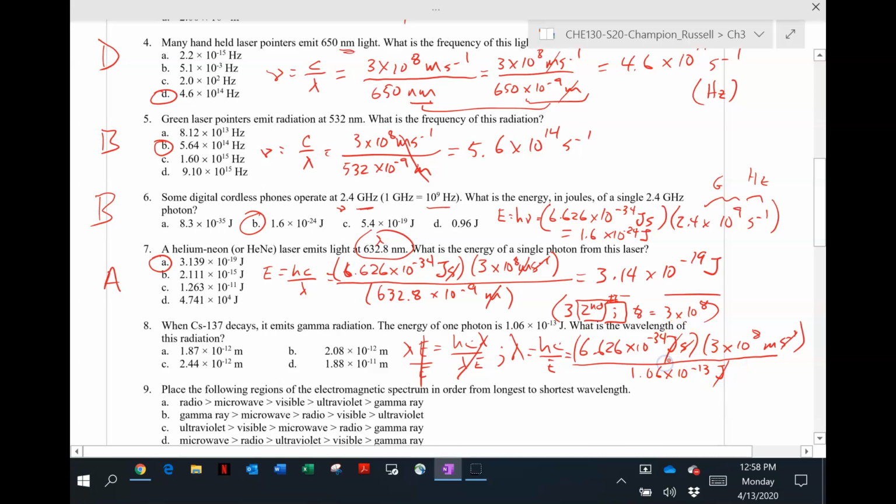So joules cancels out. And if you notice, the energies we've been calculating for these past two photons have been like 10 to the negative 24, 10 to the negative 19th. 10 to the negative 13th is quite a bit more. That's like 1,000,000 times more than 10 to the negative 19th. So that wavelength is going to be one that's typical of a high energy photon. And remember that as wavelengths go up, energy goes down. So this is going to be a shorter wavelength. Let's see what we get.